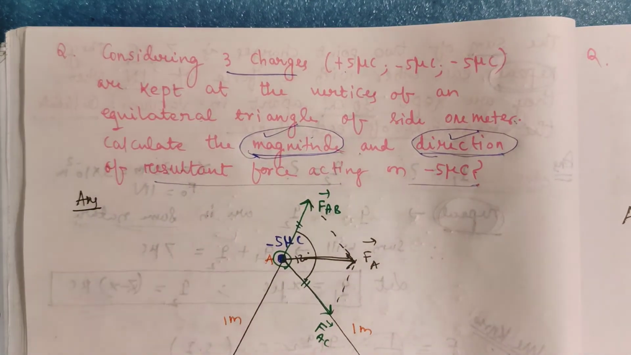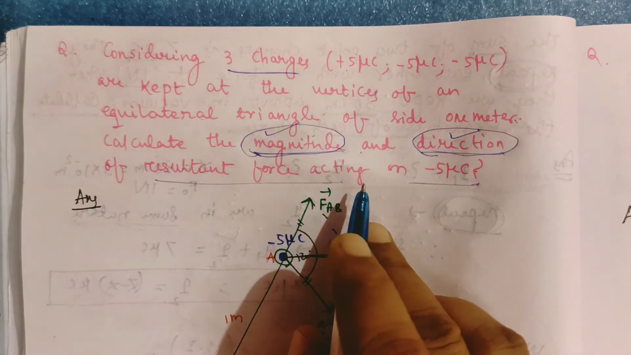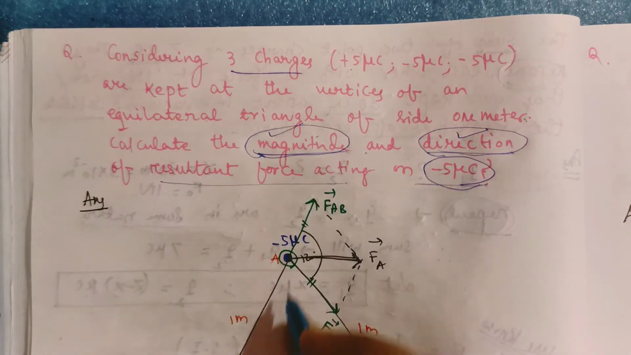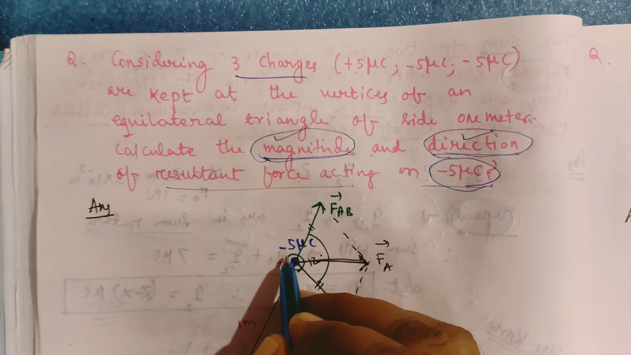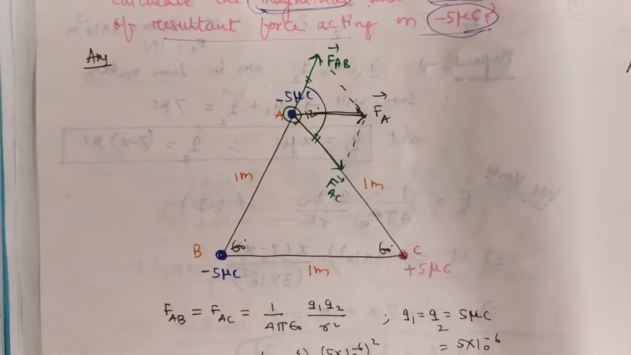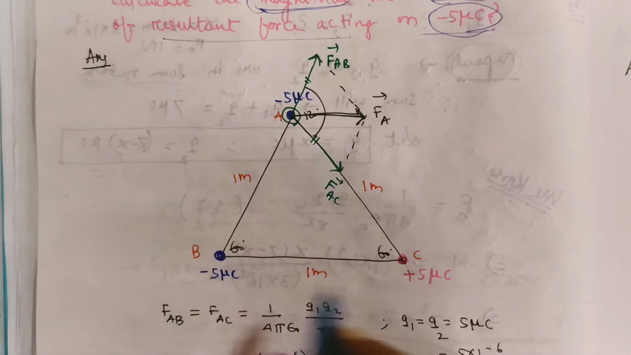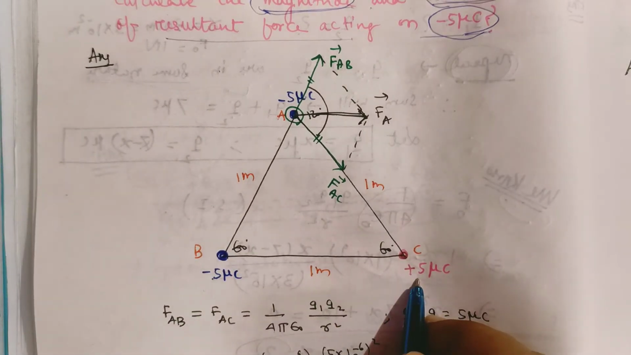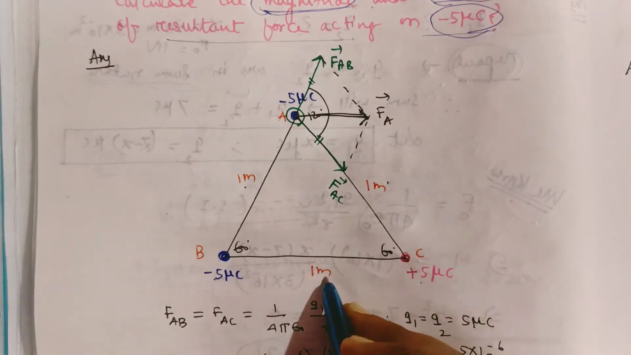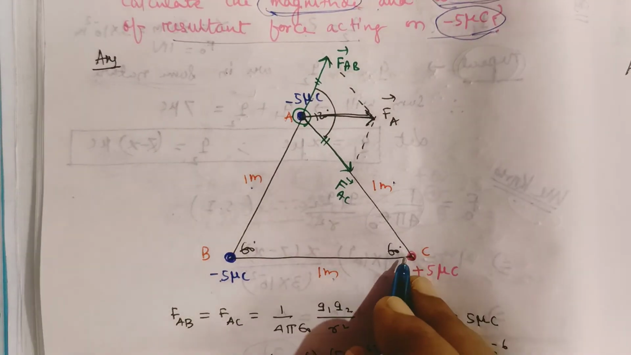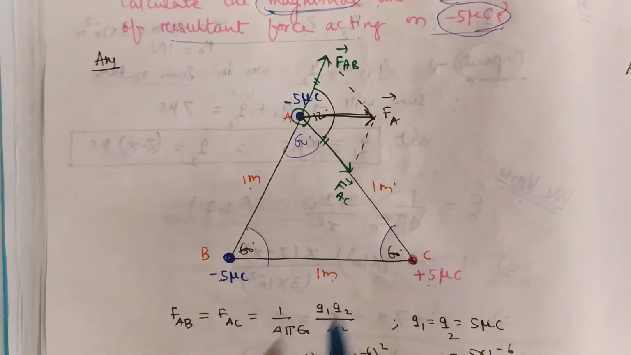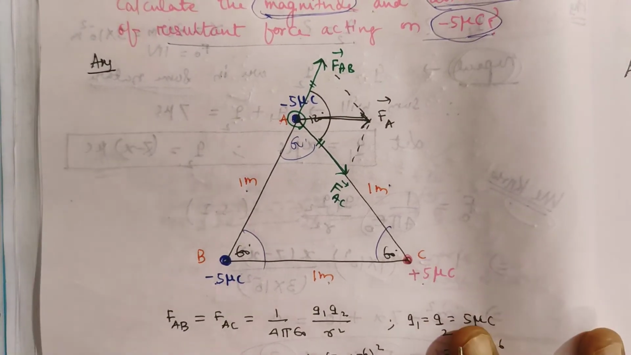Again I am repeating the question, on which charge do we have to calculate the net force? Minus 5 microcoulomb. You draw a diagram ABC. I keep minus 5 microcoulomb here, very simple, you see. And this is minus 5 microcoulomb and this is plus 5 microcoulomb. Distance is given, equilateral triangle 1 meter, 1 meter, 1 meter. As it is an equilateral triangle, each angle is 60 degree. Now you proceed for vector.